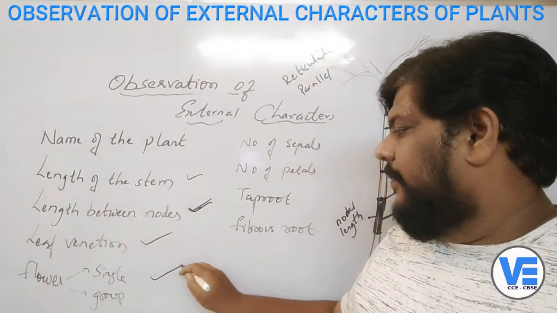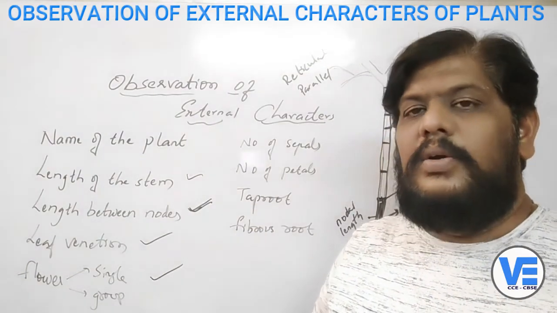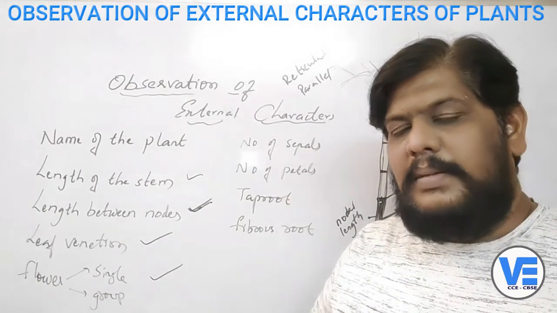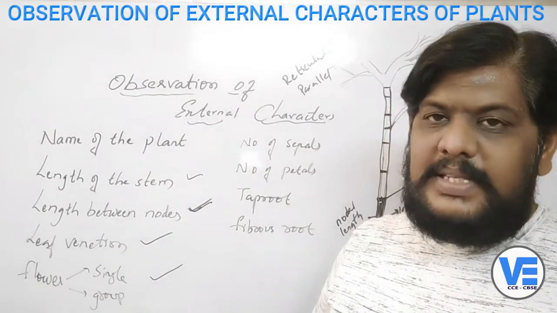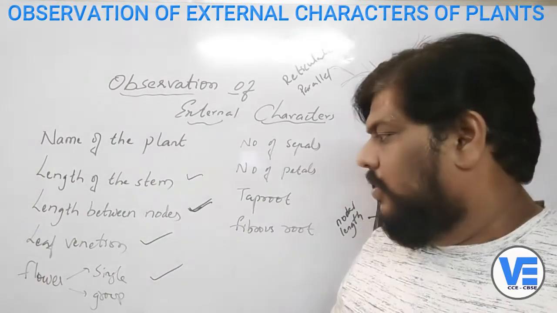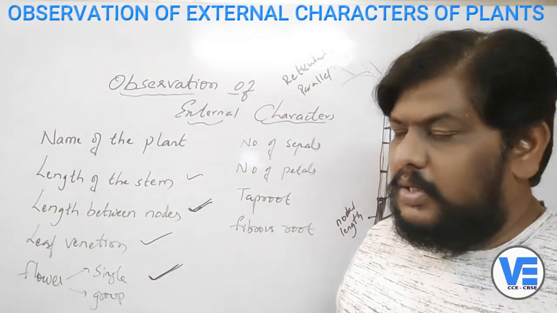Next is the flower. Is the flower coming out as a single flower, or is it coming out in a group? You might have seen the different flowers too, right? Sometimes they come in groups, or sometimes they come as a single flower. So you have to write whether it is a single flower or the flowers are coming in a group.